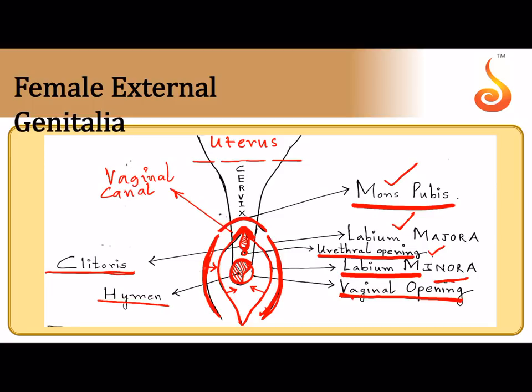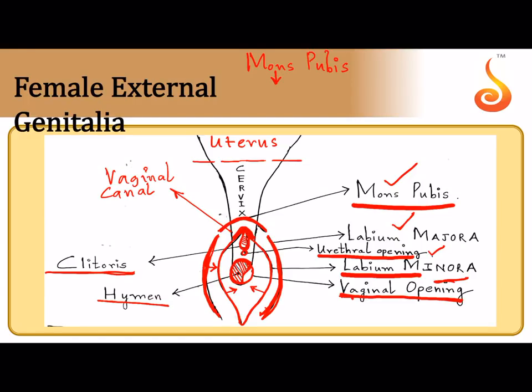Now what I want you to do is, in your books, note down the various parts of the female external genitalia. I will also write along with you. So let me try and write it somewhere over here at the top of the slide. So the first one would be mons pubis, please take down, which is a pad of fatty tissue.